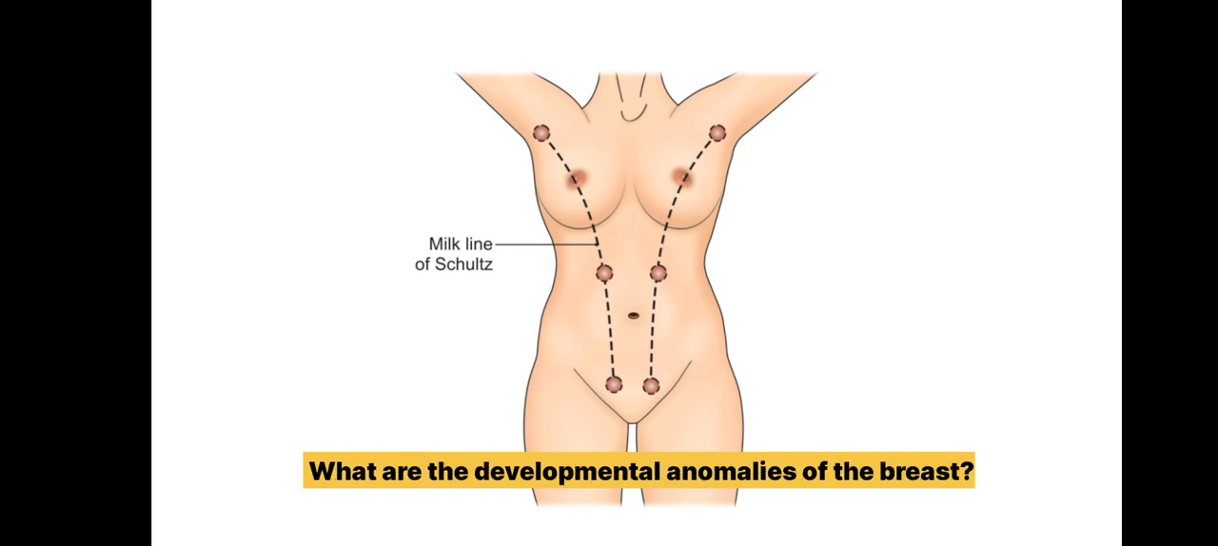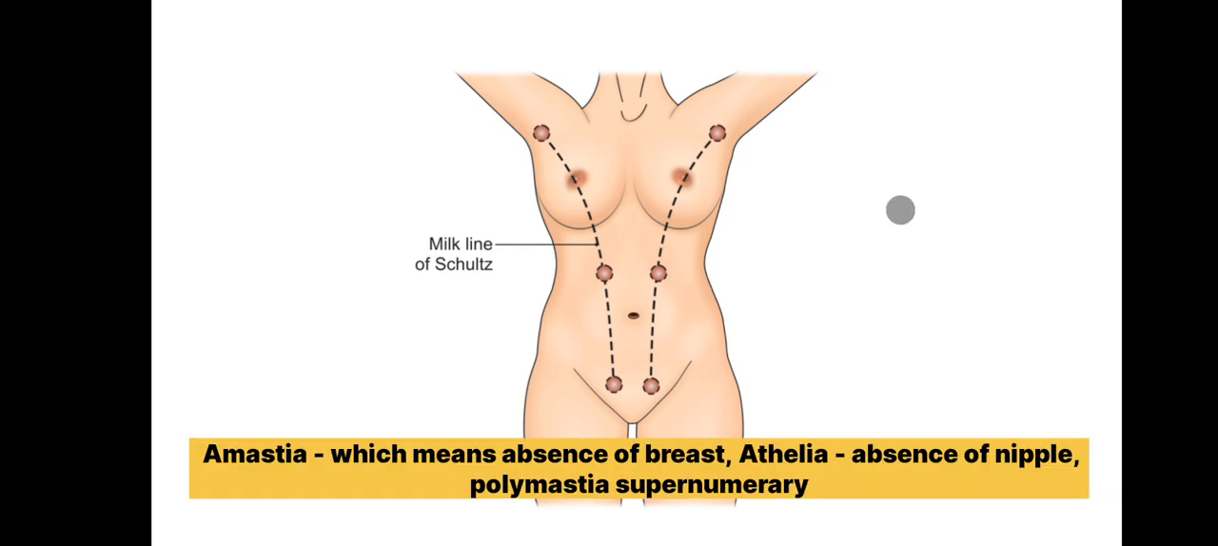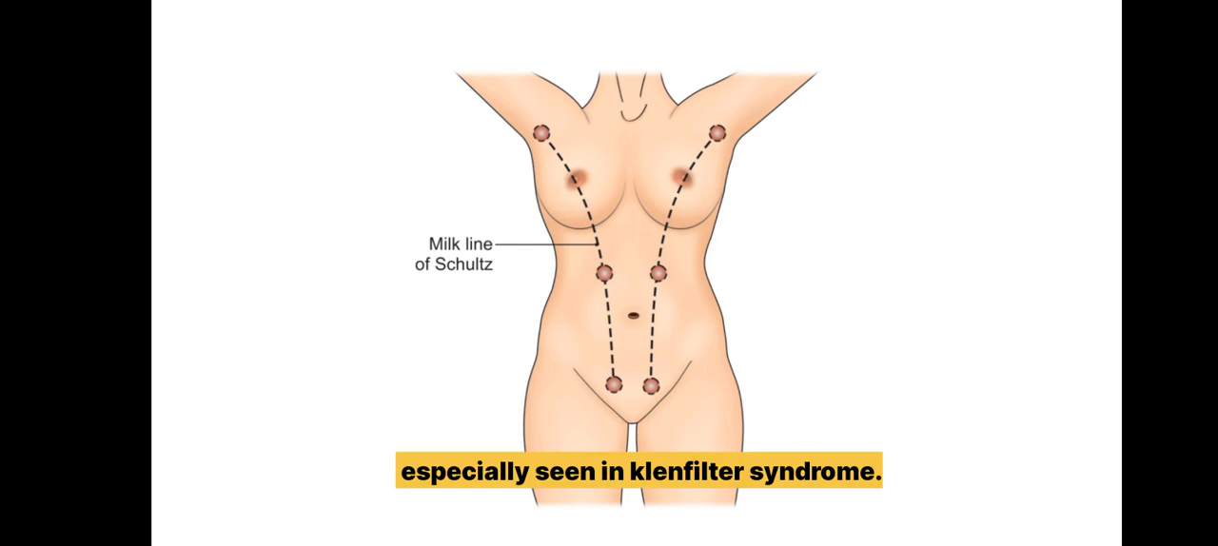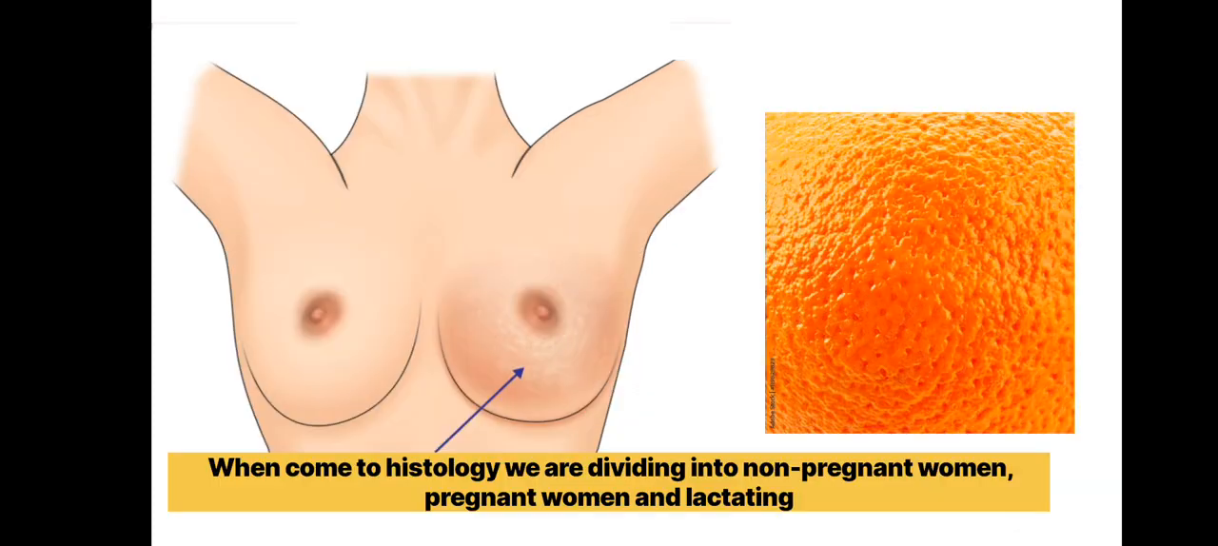What are the developmental anomalies of the breast? Amastia, which means absence of breast. Athelia, absence of nipple. Polymastia, supernumerary breast. Polythelia, supernumerary nipples. Gynecomastia, development of breast in males, especially seen in Klinefelter syndrome.